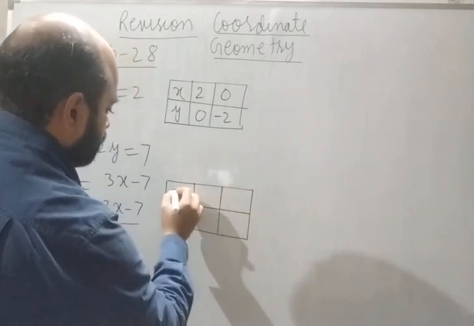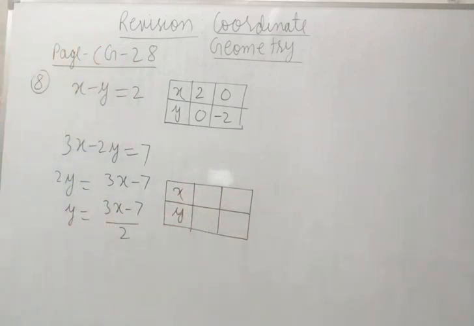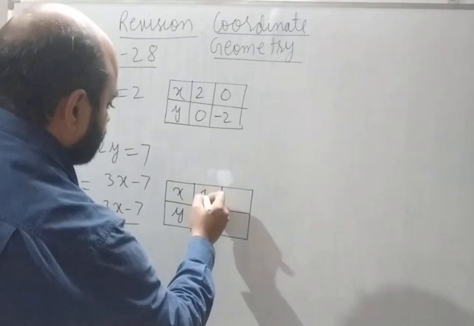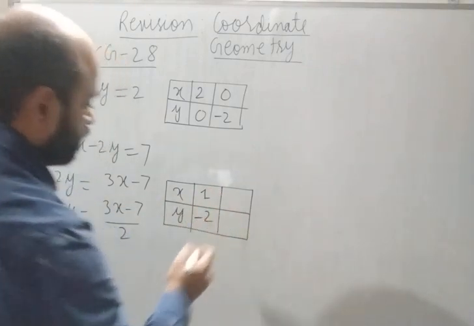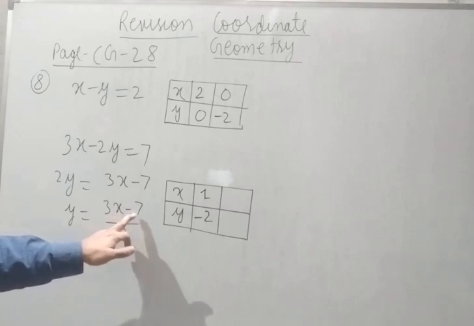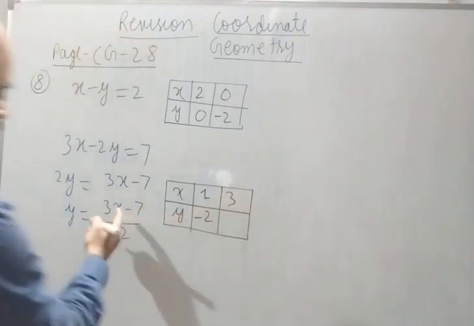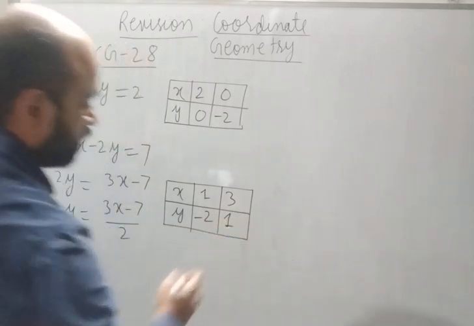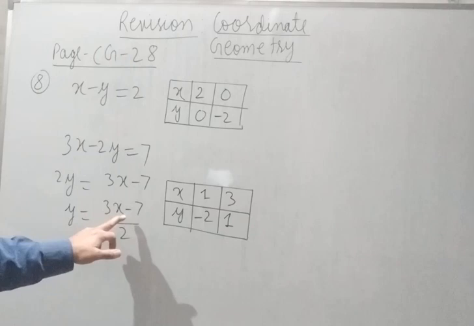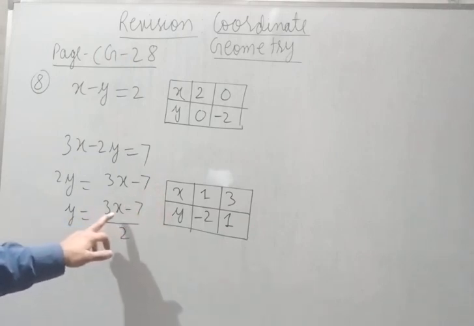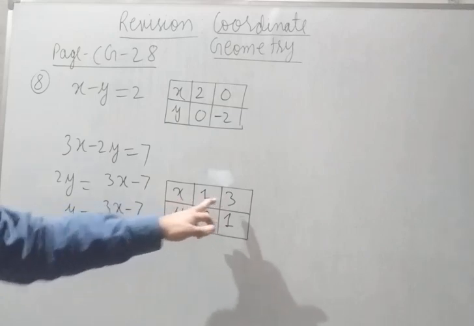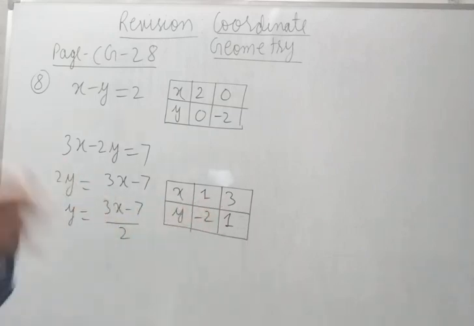Correct? x and y. Now if we take x equal to 1, then y will give minus 2. See, if x is 1, 3 minus 7, that is minus 4 upon 2, minus 2. If x is minus 1, it will take a larger value. If x is 3, 3 threes are 9, so y will give 1. So if x is 3, then y is 1. So we have both the values.